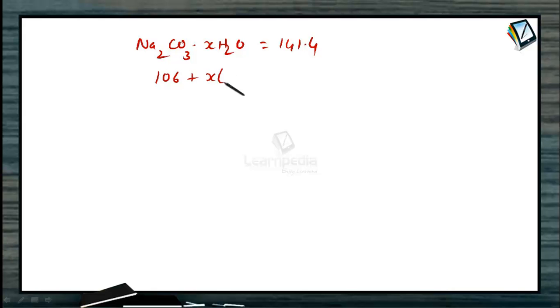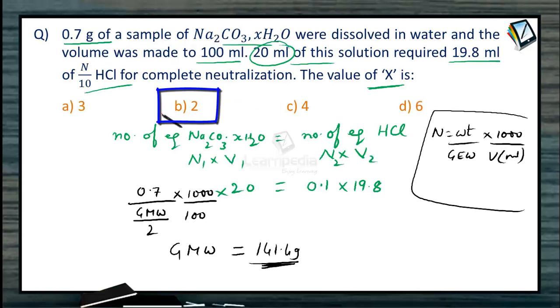So if the molecular mass of Na2CO3·xH2O is equal to 141.4, it means that 106 plus x into 18 is equal to 141.4, isn't it? This is the molecular mass of Na2CO3 and x number of water molecules are there. So the molecular mass of water is 18 multiplied by x. So now on solving, we will be getting the x value is equal to 2. So that is the reason why our answer is option B.